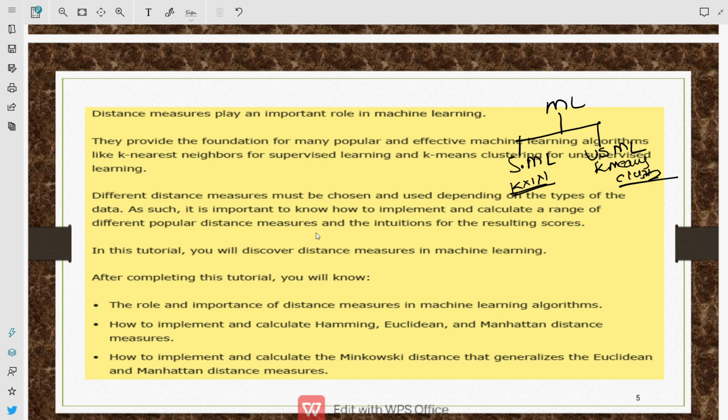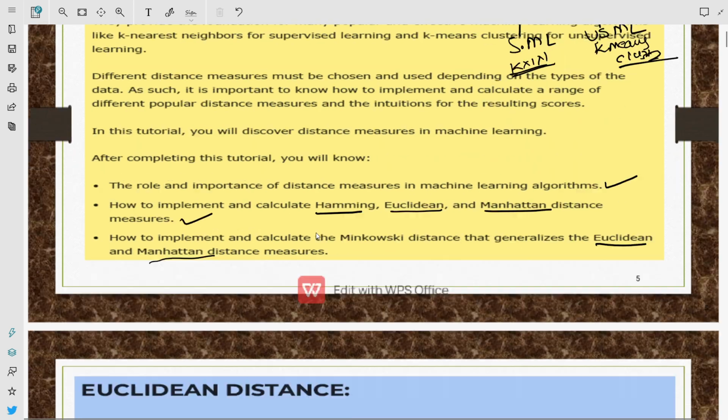By the end of this course, you will be able to see the roles and importance of distance measures in machine learning and its algorithms, and how to implement and calculate the Hamming, Euclidean and Manhattan distance. These are the distance measures which we are going to discuss in this video. How to implement and calculate the Minkowski distance, which generalizes the Euclidean and the Manhattan distance. Okay, Euclidean distance and the Manhattan distance are the distance measures that we discuss over here.